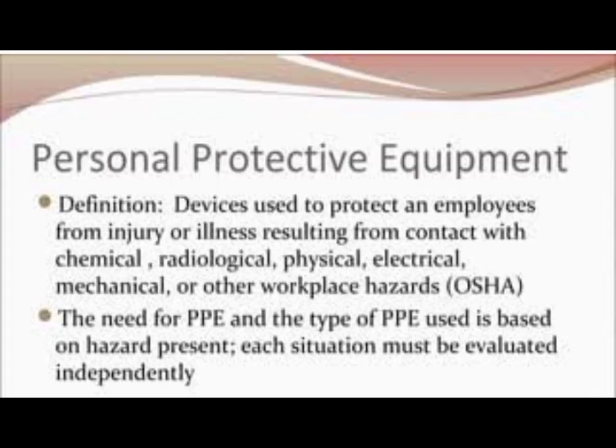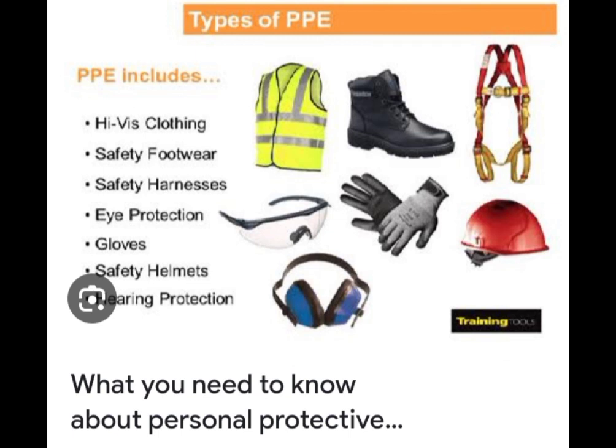This is the definition of personal protective equipment. Definition: devices used to protect an employee from injury or illness resulting from contact with chemical, radiological, physical, electrical, mechanical, or other workplace hazards. OSHA, again this word is visible for you. OSHA means Occupational Safety and Health, which is a standard. The need for PPE and the types of PPE used are based on the hazard present. Each situation must be evaluated independently.